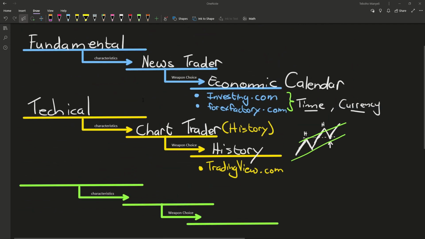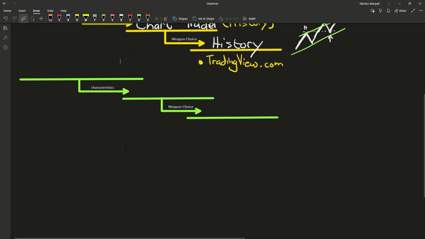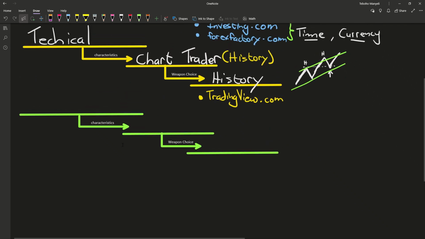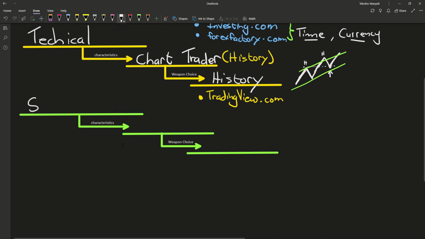So let's talk about the last type of trader there is in the market. These guys to me are very important, and I believe that most people are this type of trader without even realizing. Okay, so without further ado, let's name this guy. These are known as your sentimental trader. Sentimental types of traders, right?